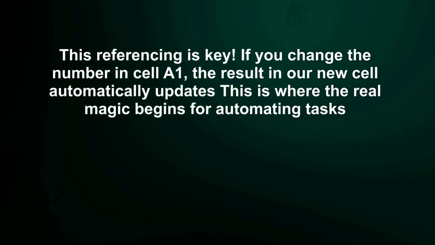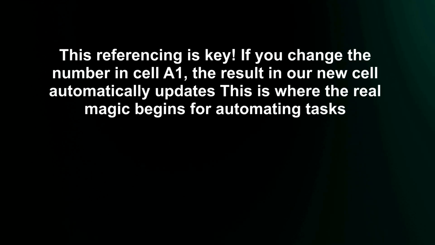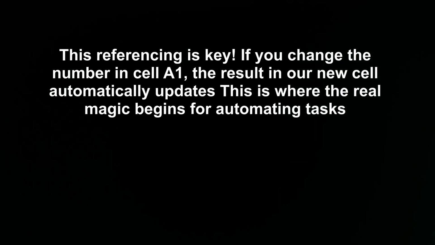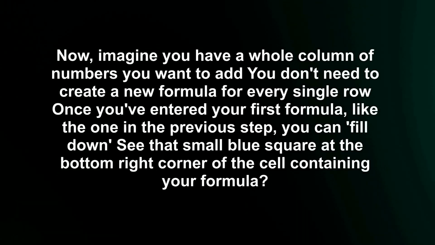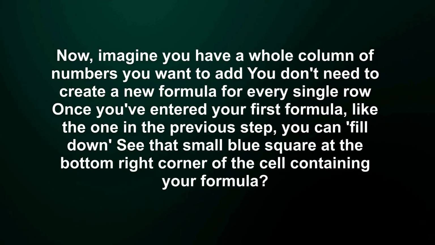This referencing is key. If you change the number in cell A1, the result in our new cell automatically updates. This is where the real magic begins for automating tasks. Now, imagine you have a whole column of numbers you want to add. You don't need to create a new formula for every single row.